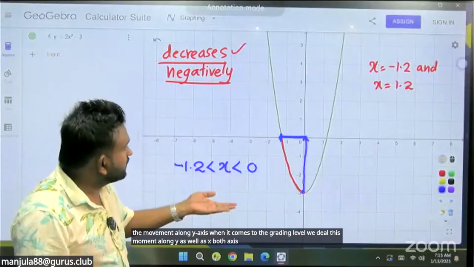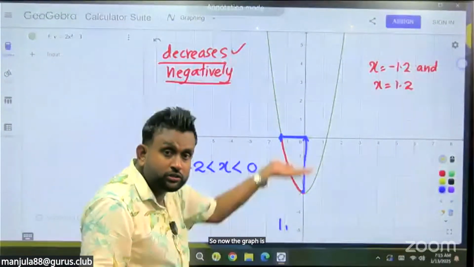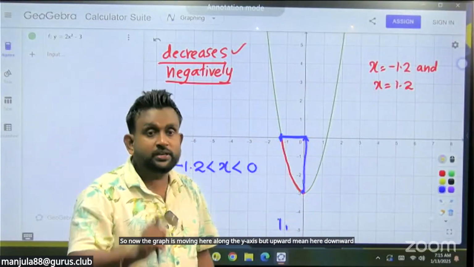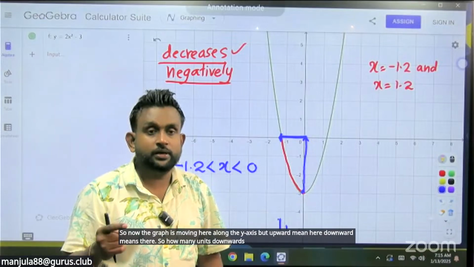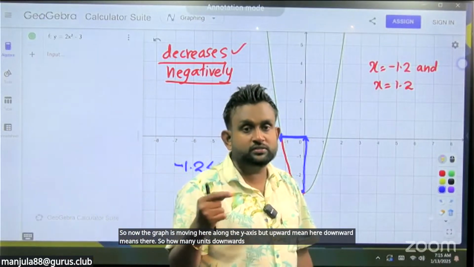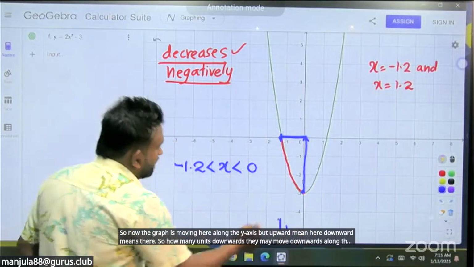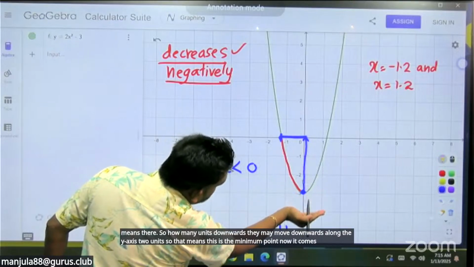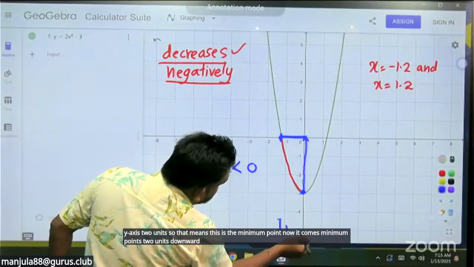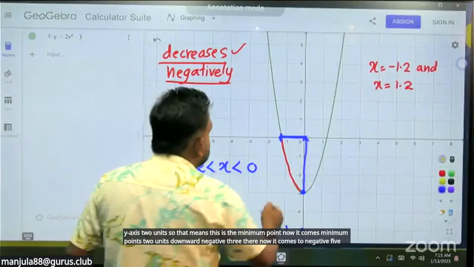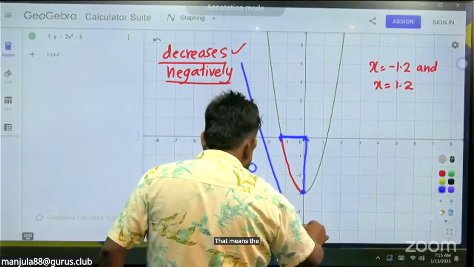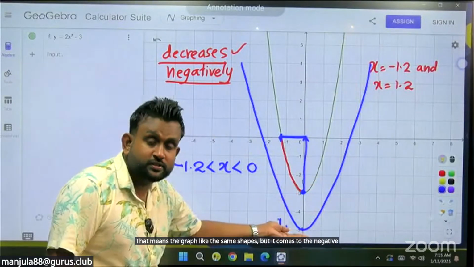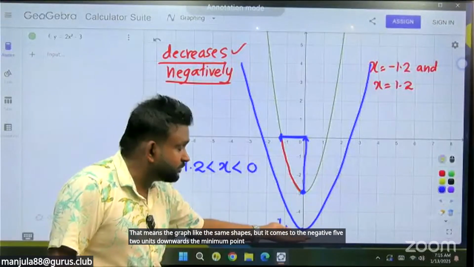Now the graph is moving along the y-axis, upward or downward. How many units downwards? It moves downwards along the y-axis 2 units. So this is the minimum point. Now the minimum point goes 2 units downward. From negative 3 it now comes to negative 5. The graph has the same shape, but the minimum point moves from negative 3 to negative 5.